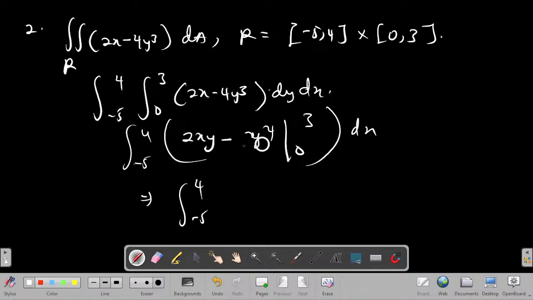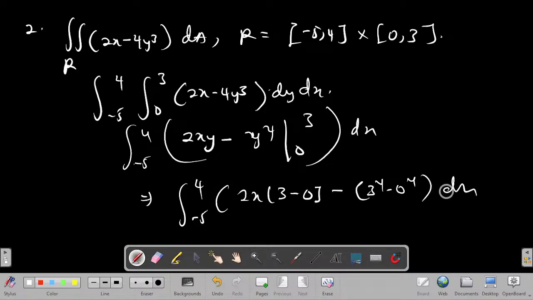Then this one, when I put 3 inside, I'm getting what? 3 times 0, here will be 0, right? And I'll get negative 3 to the power 4. Oh, sorry. I'm doing this only for y, because we first integrated with respect to y. So wherever I see y, I'll put 3. So I have 2x multiplying 3 minus 0. Take note, minus 3 to the power 4 minus 0 to the power 4.